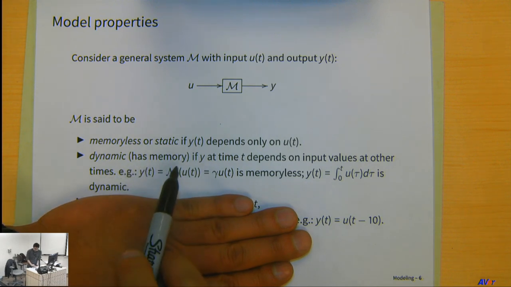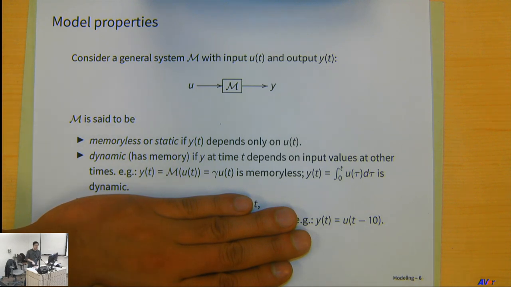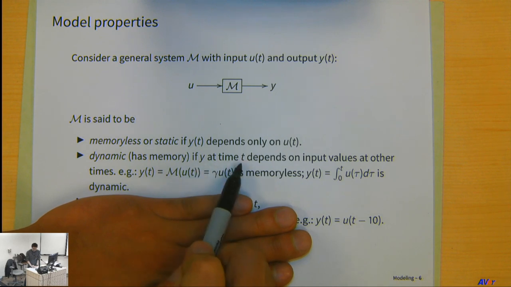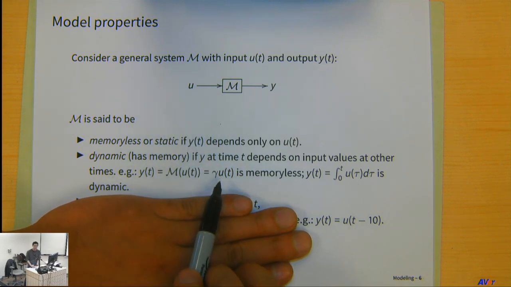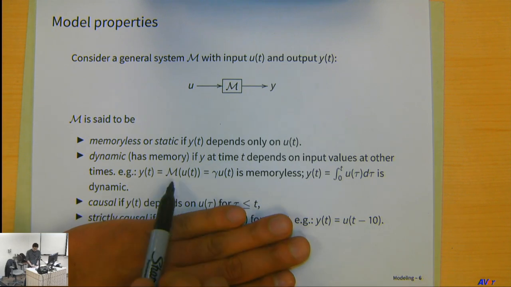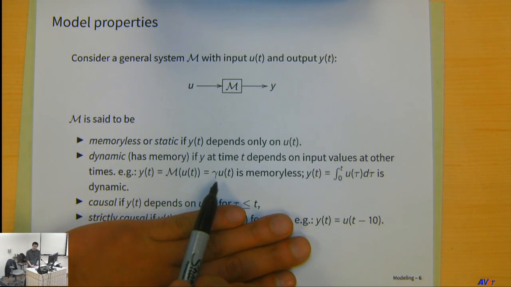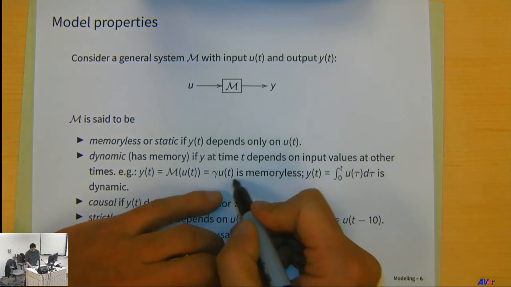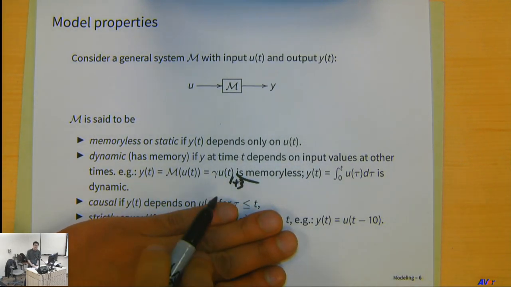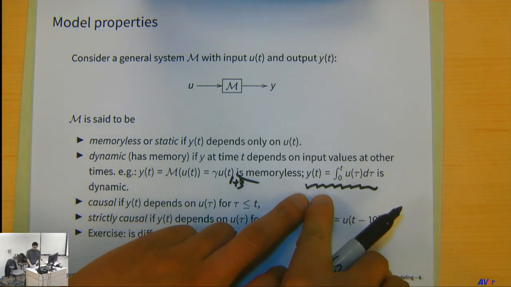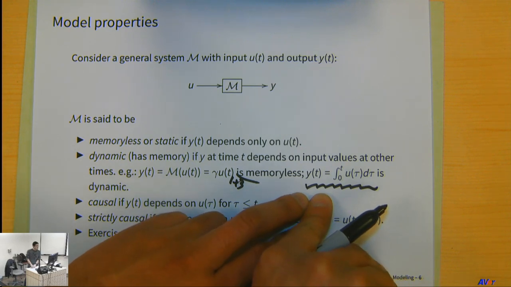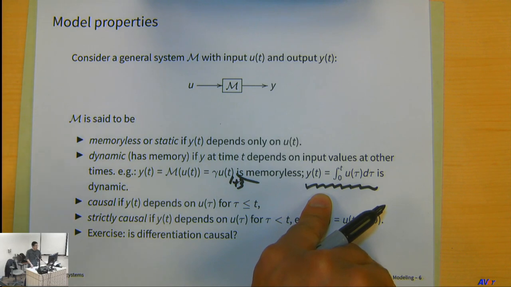A dynamic system has memory. Mathematically, that means what happens now can depend on what happened in the past. So y at time t depends on u at time t, but also maybe u at other times. The simple example that I talked about earlier, y equals 3u, or y equals gamma u, or y equals gamma u plus 3, no matter how you put it, is memoryless because y(t) depends only on u(t). But instead, integration is dynamic. When you integrate acceleration to build speed, you use the previous acceleration, the previous performance counts.